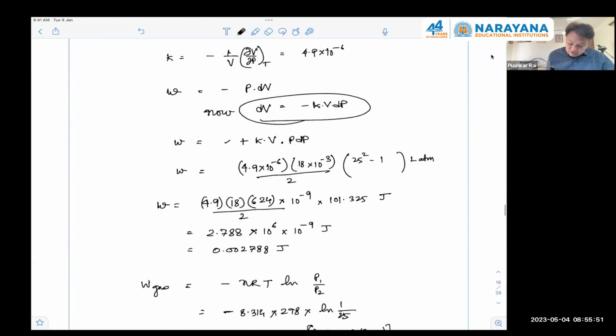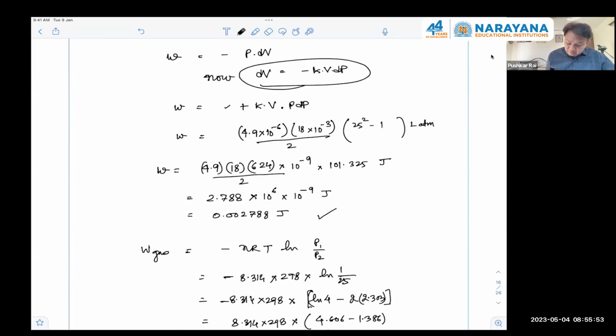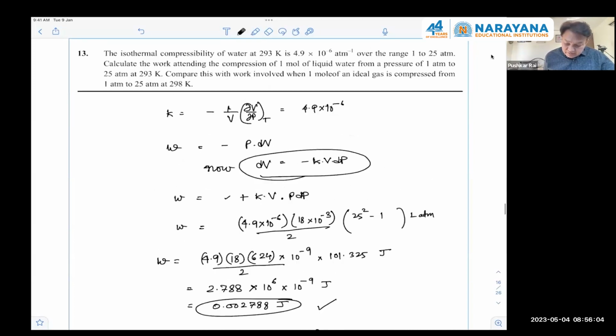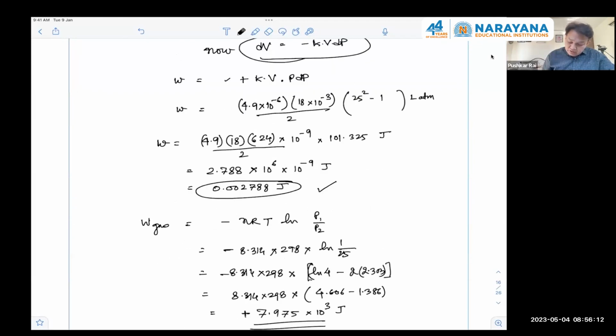So that is the work. How important is this question? Compare this work with the work of the gas, and you can see that this work is very, very small as compared to the gas. Okay, how can it become important in IIT-JEE? IIT-JEE has never asked it, but sometimes they can ask you this question. Why? Because if you're compressing liquid and this is the work, normally you ignore this work.